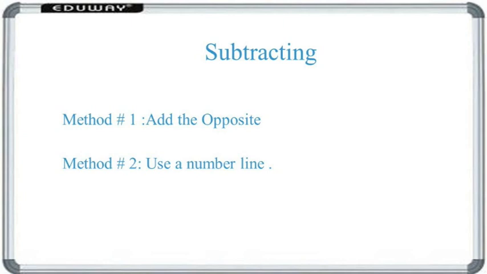Let's move on to subtracting integers. There are also two methods. Subtracting integers is not the same as adding. The first method is to add the opposite, and the second method is to use the number line. The number line method is the same, but you change the number to its opposite, so that part is different.